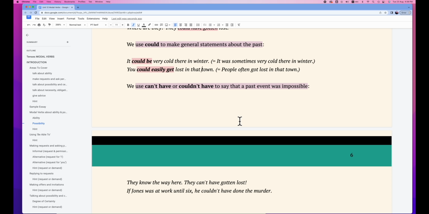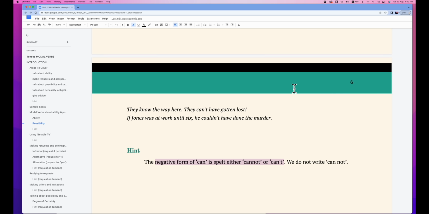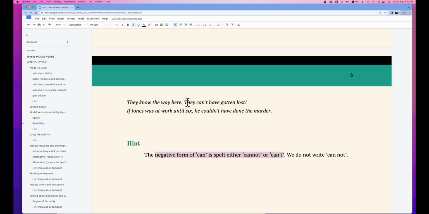And also we use can't have or couldn't have to say that a past event was impossible. For example, they know the way here. They can't have gotten lost. And if Jones was at work until 6, he couldn't have done the murder. And a hint: the negative form of can just spells either cannot or can't. We can't separate it into can and not.